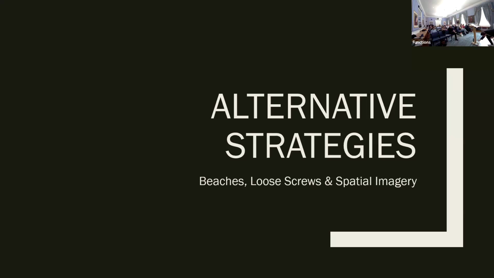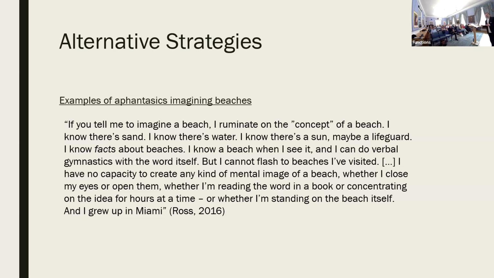And this brings us to the next part, alternative strategies. Here I think it is very interesting to look at how aphantasics themselves are describing their experience, not necessarily with respect to these specific tasks, but just in general. How do they imagine? Because it is a fallacy to think that aphantasics cannot imagine. They can be very imaginative, they can be very creative, they just do not have visual mental imagery. So first I want to look at two accounts of aphantasics describing how they imagine a beach.